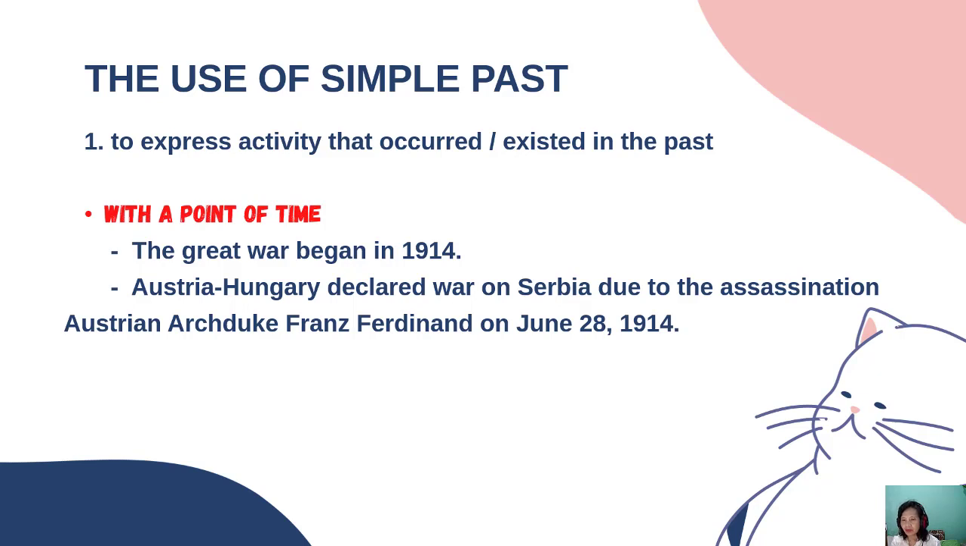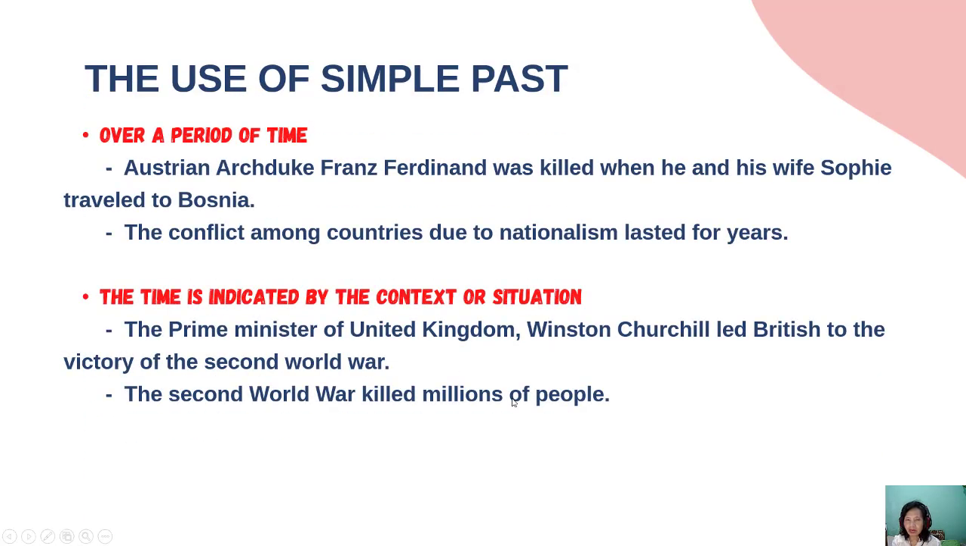Okay, the Great War began in 1914. Began, so this is verb 2. Austria-Hungary declared war on Serbia due to the assassination of Austrian Archduke Franz Ferdinand on June 28, 1914. So here the point of time that I use is 1914, June 28, 1914.